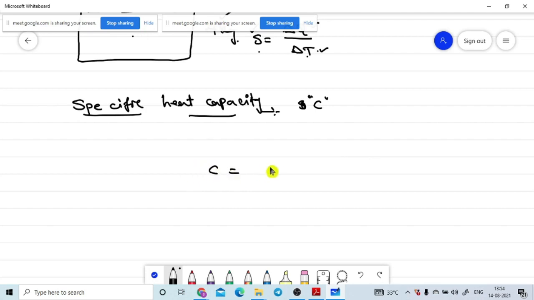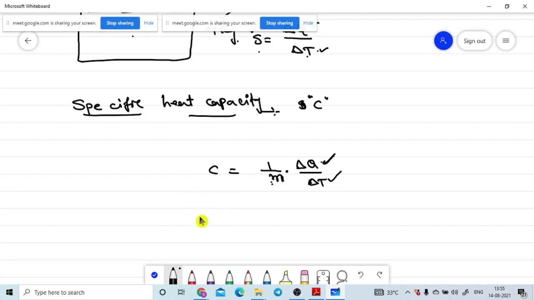C is equal to 1 by m into delta Q divided by delta T. Will you please look at this one? What I told you, the amount of heat energy required to raise the temperature of the substance by 1 degree centigrade, that is the heat capacity. But here we have 1 by m, where m is equal to mass. Can I tell the definition? It is the amount of heat required to raise the temperature of unit mass. Are you correct or not? Yes, sir. So a unit mass.